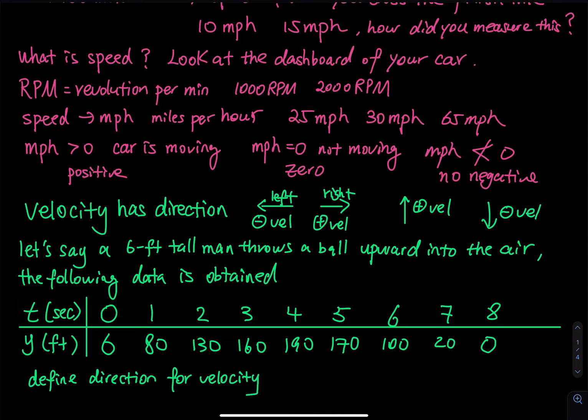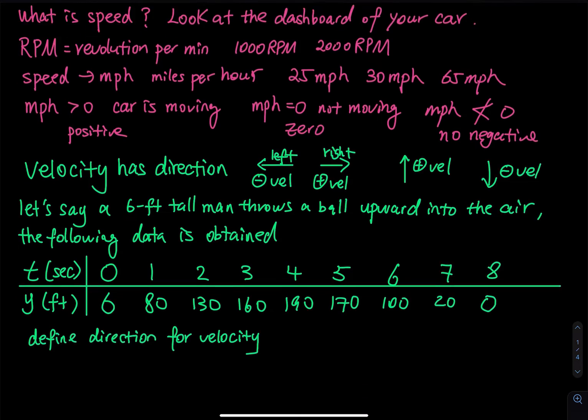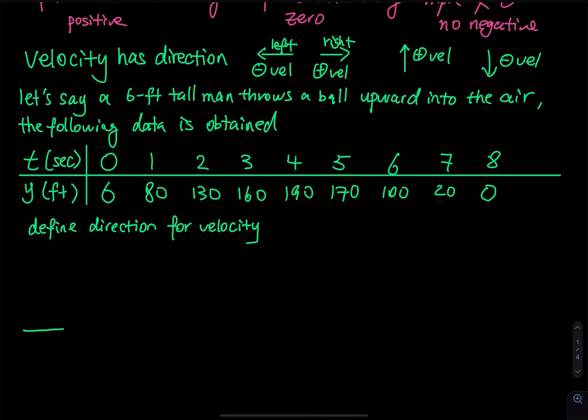Now, my question is, how do you define the direction? So let's define direction. Give me a picture. Let's say this is the ground, and then 6 feet tall. So we start at this point, right? The ball is right here, 6 feet off the ground, and then it is thrown upward into the air.